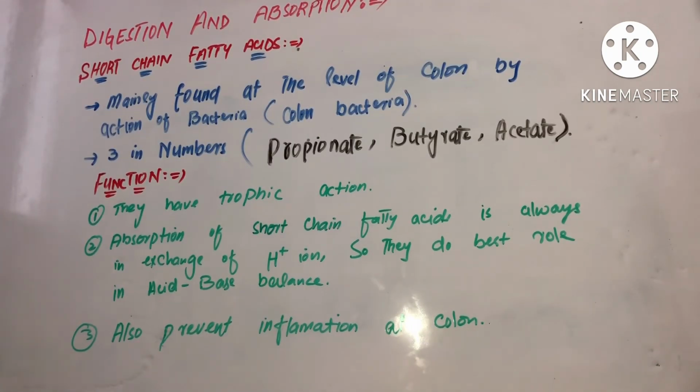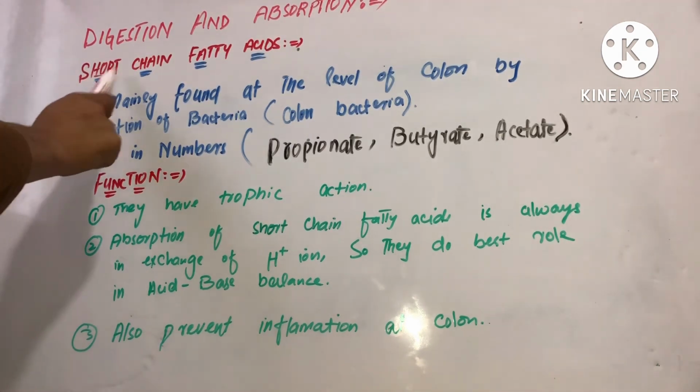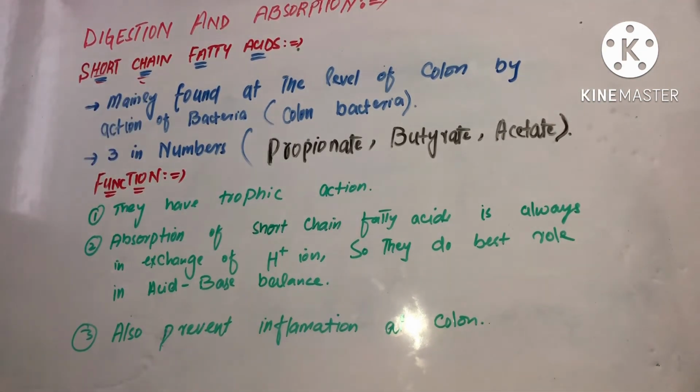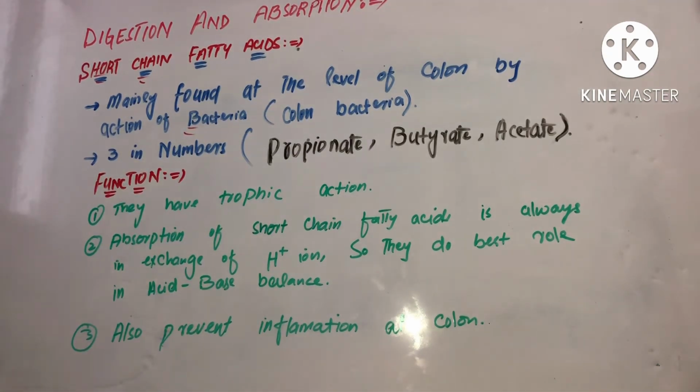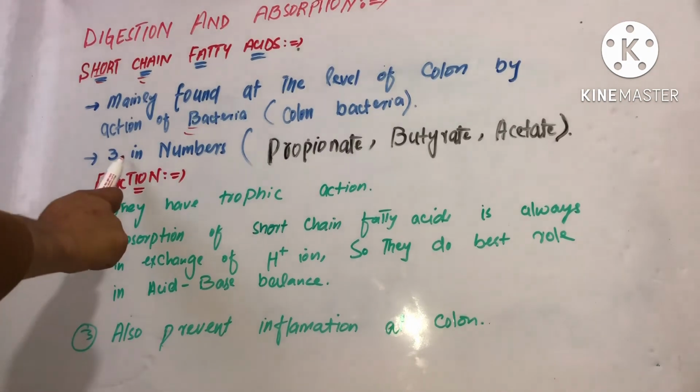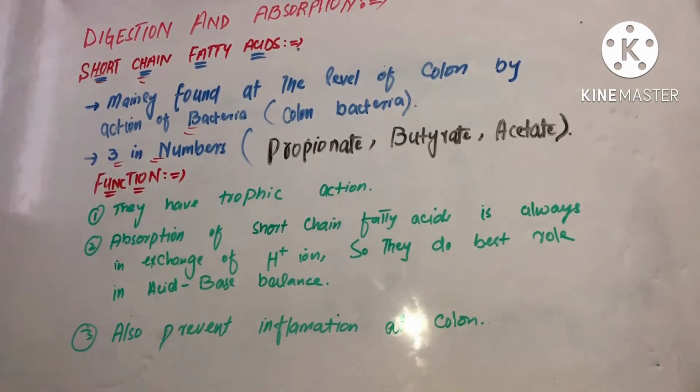Now we are going to learn about a short topic, which is short chain fatty acids. Short chain fatty acids are mainly found at the level of the colon, formed by the action of colon bacteria. Short chain fatty acids are 3 in number. Number one is propionate, number 2 is butyrate, number 3 is acetate.